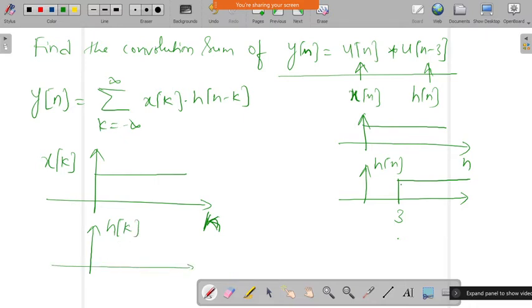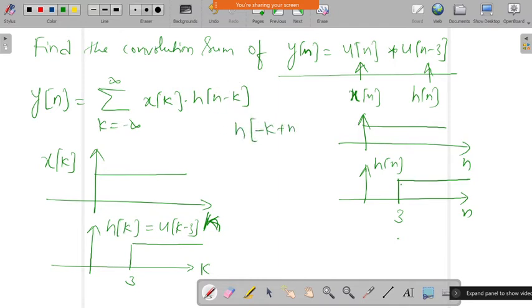Now h of k is nothing but, the k is shifted by 3, so that is u of k minus 3, I am putting. Or we can say this is nothing but the h of k, which is shifted by the amount of 3. That is where I am changing the variable from n to k, which is a shifted version of the signal.